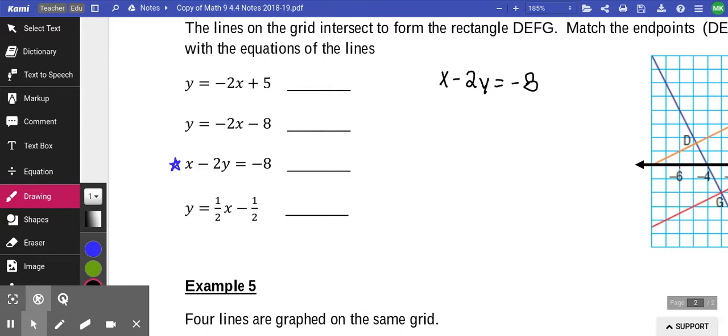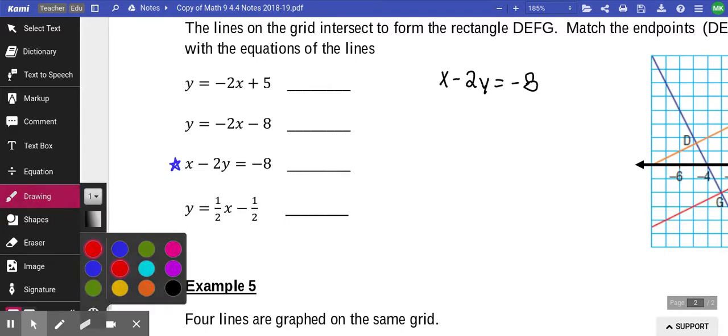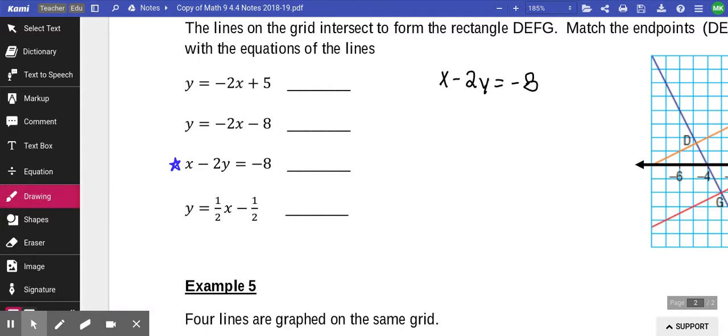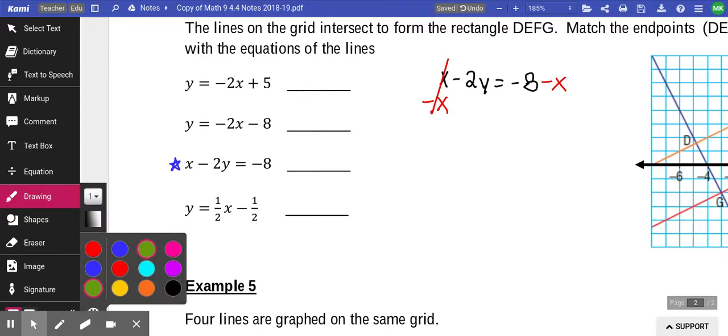If you're looking at this guy and you wanted to rearrange it, the first thing you need to move is the x. So I'm going to subtract x from both sides. It's going to cross out on the left. And then I'm going to show my work. So I still have negative 2y equals negative 8 minus x.